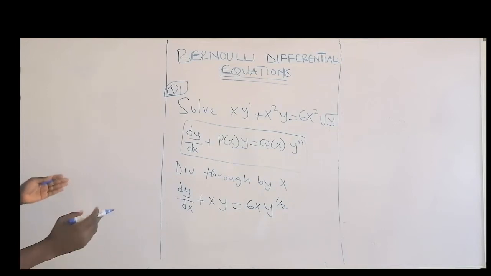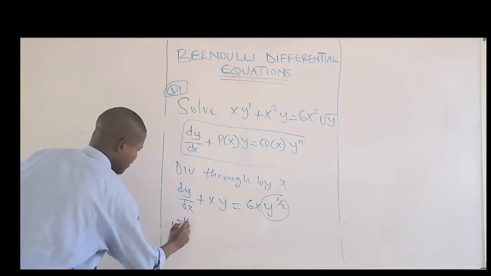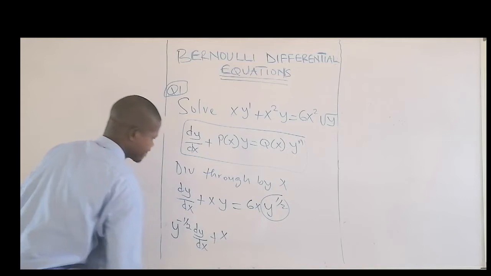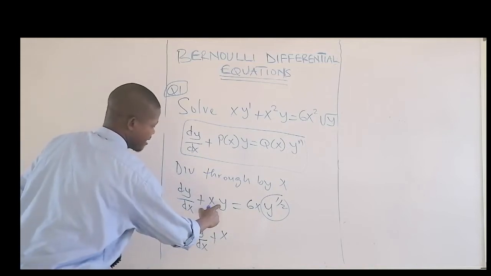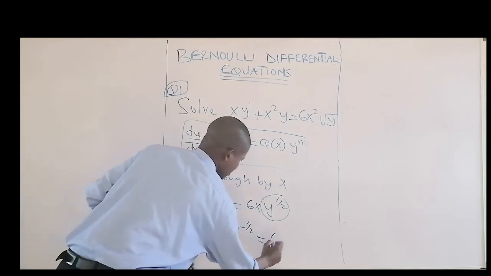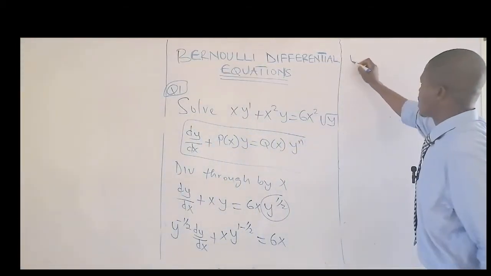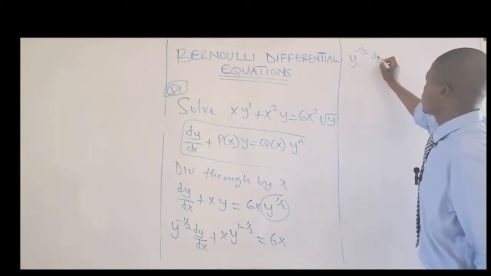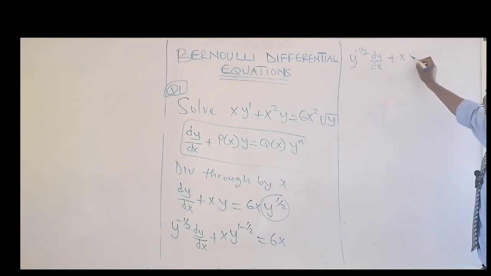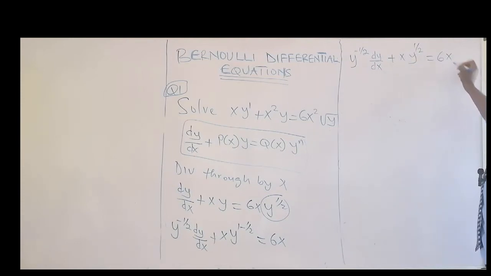Then the next thing to do is to divide through by y to the power half. Then you now have y to the minus half dy/dx plus x times y to the power 1 minus half, which gives y to the half, equal to 6x.